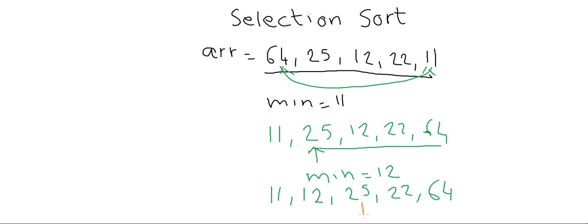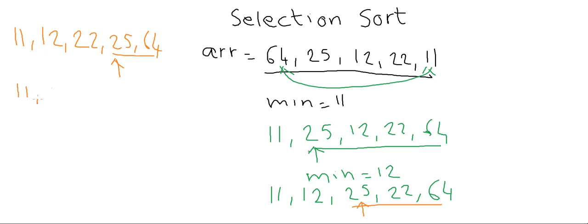Now for the third iteration, our pointer is here. So we will find the minimum from these 3, which is 22. We will swap 22 with 25. So the resulting array will be 11, 12, 22, 25, and 64. Now our pointer is here. We'll find the minimum, which is 25, and swap with itself. So there is no change because we are swapping 25 with itself.